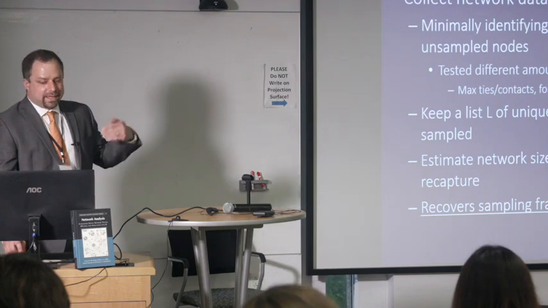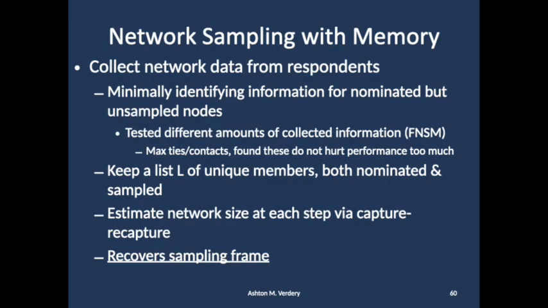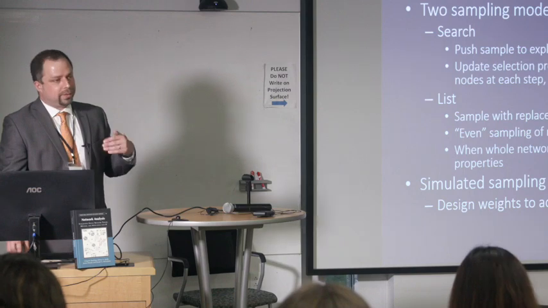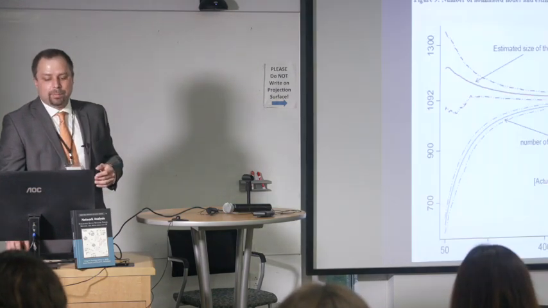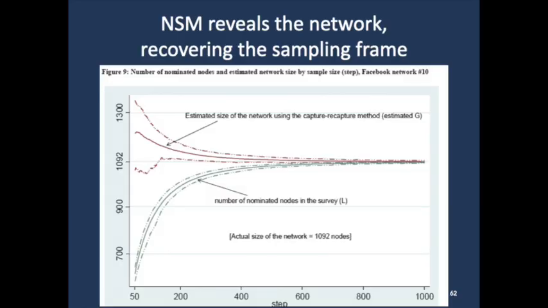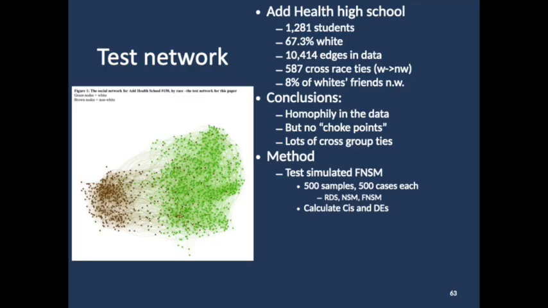So it collects network data, uses that information to recover the sample frame and push the sample towards exploring the network as quickly as possible to look for parts of the network that have been underexplored. And there's a couple details to this that I'll skip over, but the upshot is that it tends to uncover the underlying population social network relatively quickly, which then allows us to make better case-by-case recruitment and greatly reduce the amount of variability in the samples that we get.